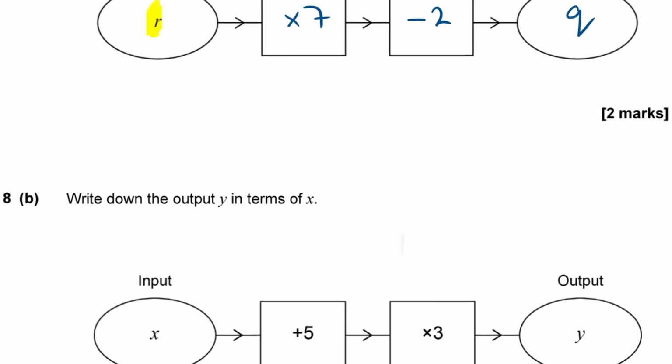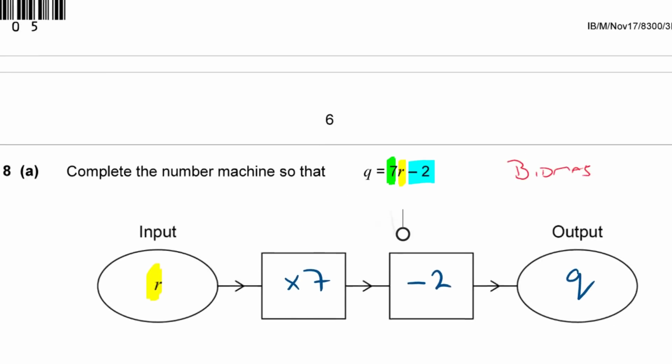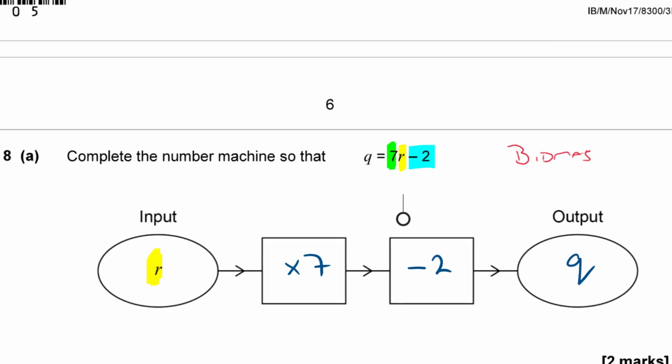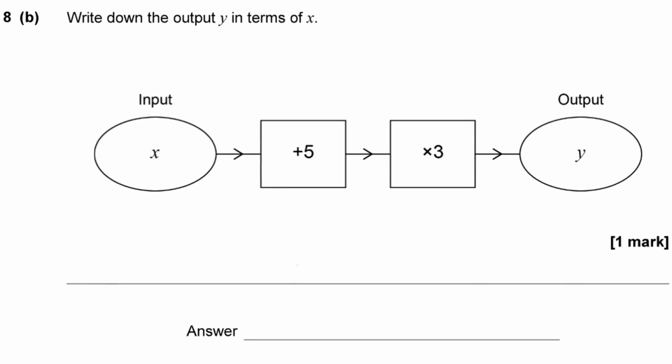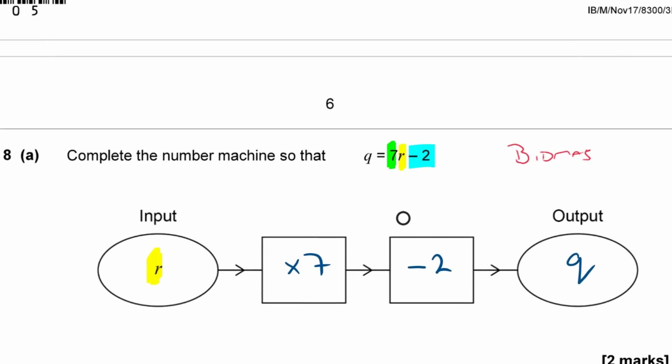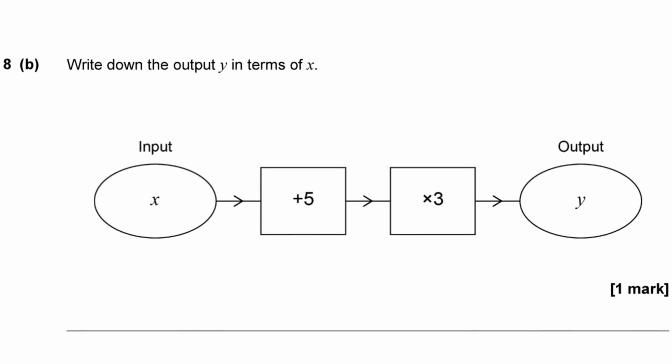Okay. Now in question B, we have to kind of do the opposite of that. Write down the output of Y in terms of X. So here we've been given the function machine, and we need to kind of recreate the equation like we did with how we started the first question. So the output is what you get. So you'll notice here that the output that you get is actually at the start. So we're going to do the same thing here. So our output is going to be Y, and it's going to be at the start.